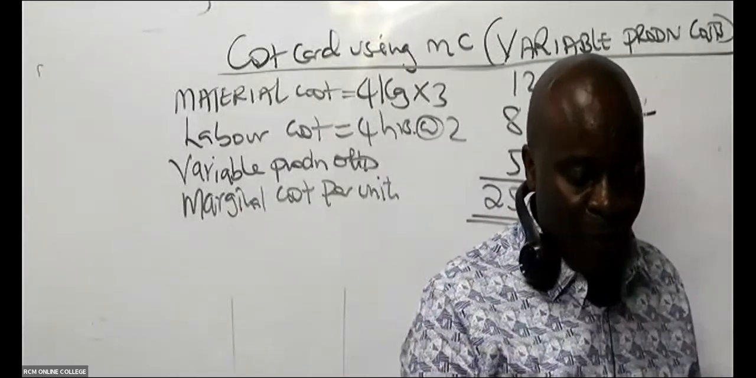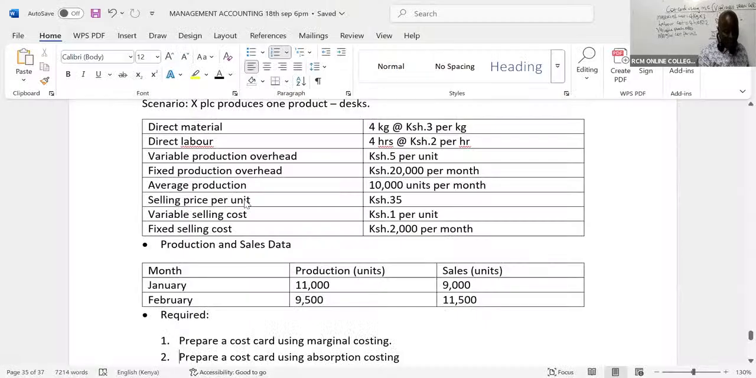Remember, if you look at your past papers, because it's a past paper question that I brought here, you'll be able to see somewhere down here, after direct materials, we have direct labor, we have variable production overhead, we have fixed production overhead. Those ones cannot come to our statement here, because this is marginal costing, which is variable production costing. Then we have average production. Then we have selling price. And then you can see down there, we have variable selling cost. So can we bring this variable selling cost to be part of inventory costs?